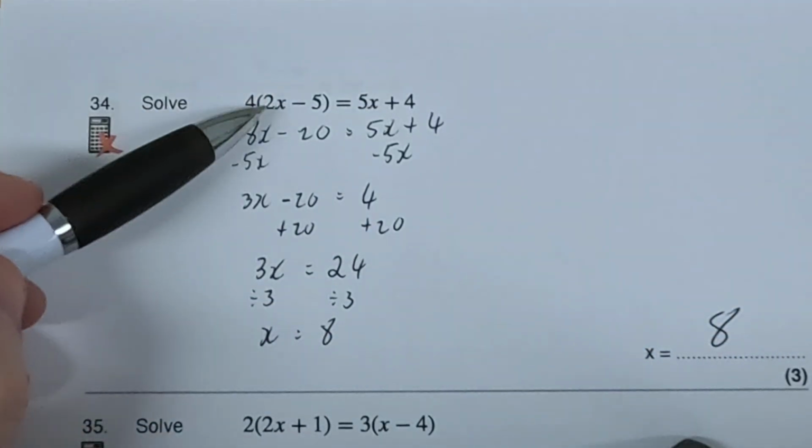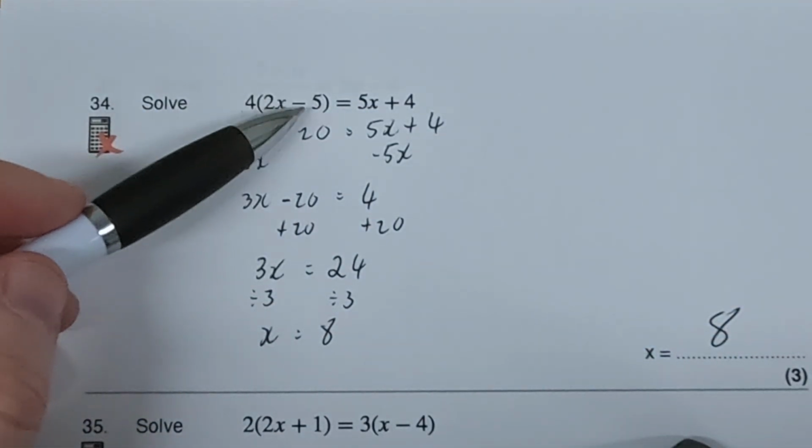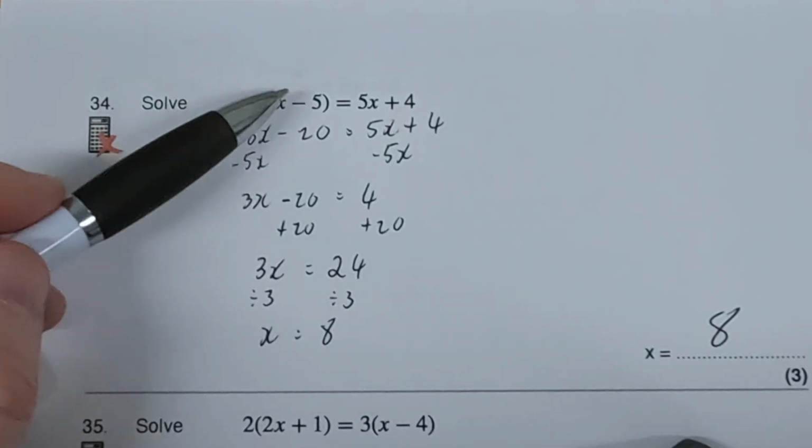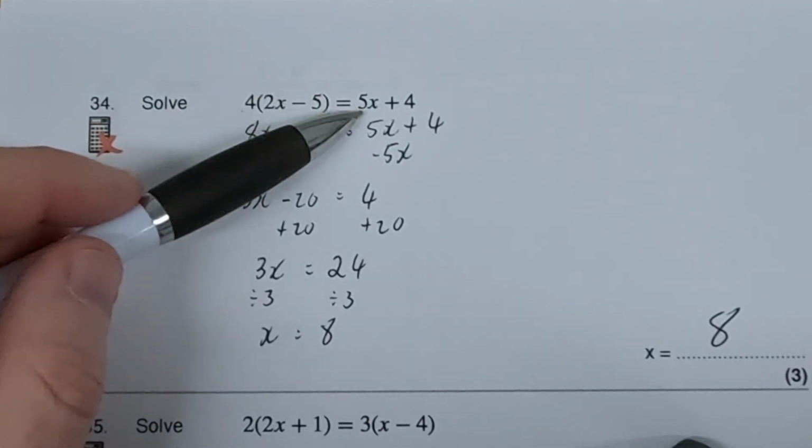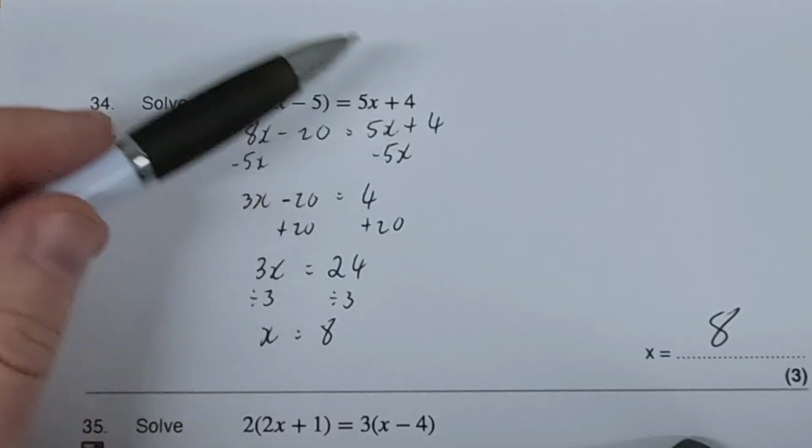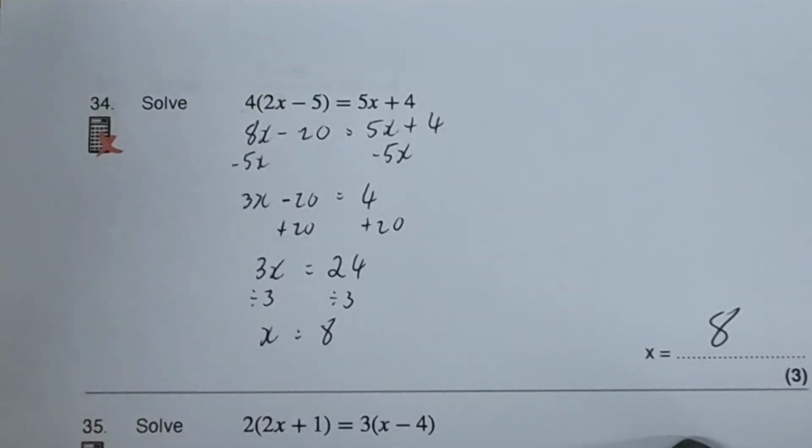And let's check it. 2 times 8 is 16, take away 5 is 11, and 4 times 11 is 44. 5 times 8 is 40, plus 4 is 44, so you get 44 equals 44. So that's it, we've got it right. Okay, let's look at our next question, question number 35.